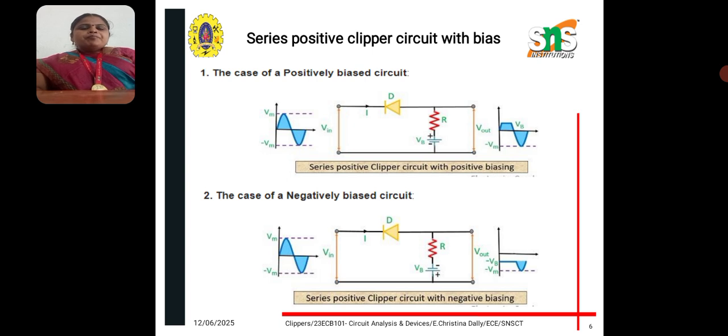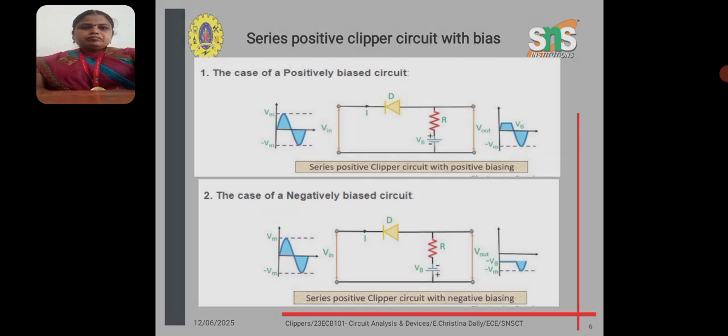Here we are going to see how the series positive clipper circuit works with the biasing condition. We have two types of biasing: one is the positively biased circuit, and the other is the negatively biased circuit. Here the diode has been connected, and if it gets biased, the output automatically changes with respect to that of the series.